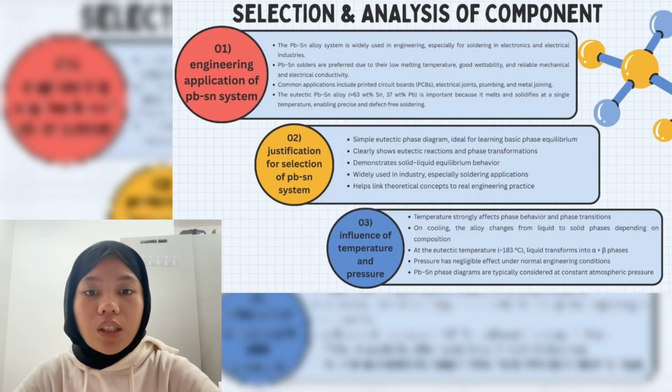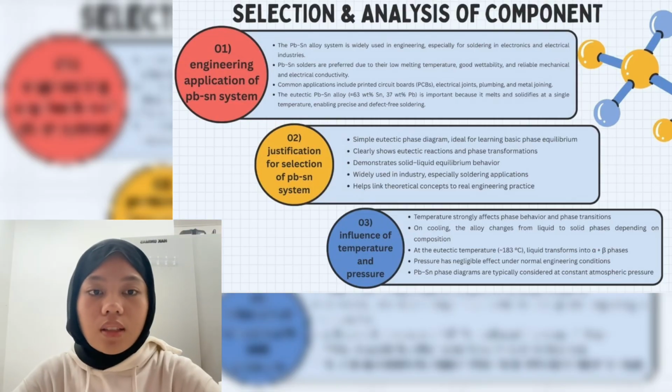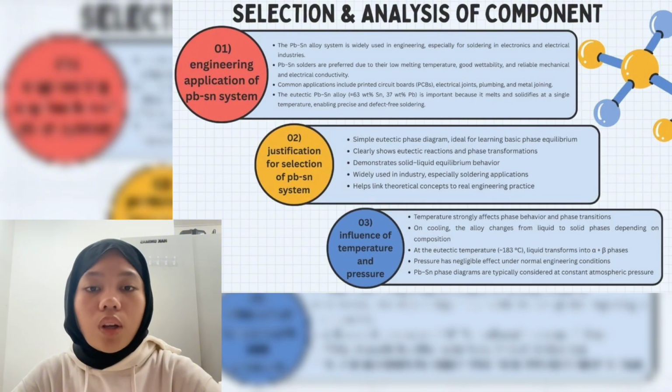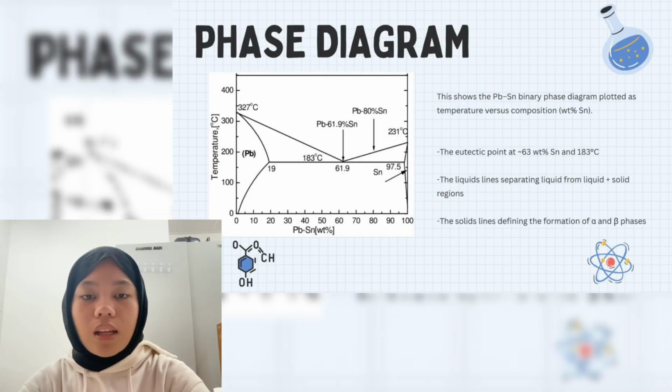Lastly, we consider the influence of temperature and pressure. Temperature plays a major role in phase behavior. As the alloy cools, it transforms from liquid to solid phases depending on its composition. At the eutectic temperature of about 180 degrees Celsius, the liquid transforms directly into alpha and beta phases. Pressure, however, has a negligible effect under normal engineering conditions, so the phase diagram is usually considered at constant atmospheric pressure. Now, let's move on to the PBSN phase diagram.